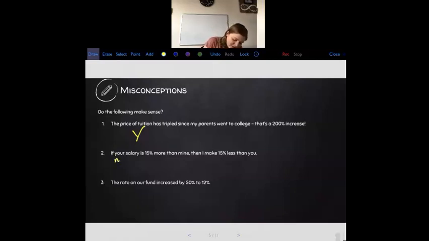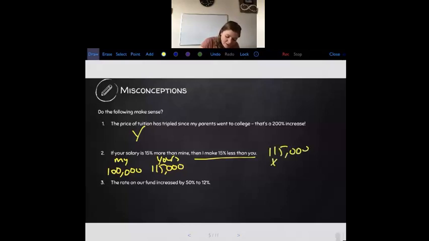Let's say my salary, for sake of ease, we'll use 100,000, and your salary is 15% more, which would be 115,000. Okay. So now we need to determine if it's true that I make 15% less than you. Okay, well, 15% less than 115,000, we can take 115,000 as our whole, 15% as our part, and plug it into the calculator.